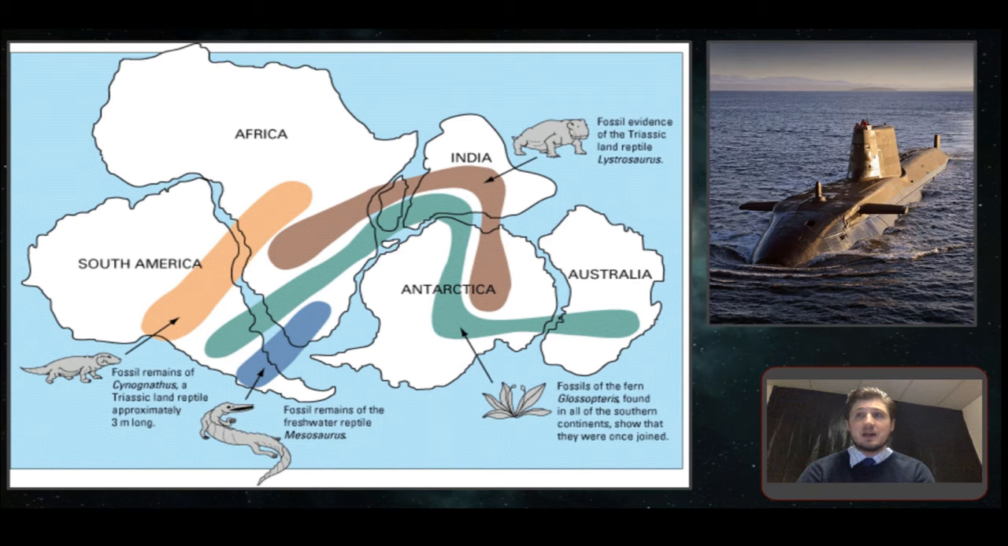As you can see here, plants are being found all over the place. Plants are slightly different, in that with pollination and seed dispersal methods, they may be able to travel quite a far distance. But when we're seeing terrestrial animals that could not possibly cross the oceans that we have today, we started to think, these continents didn't used to be where they are today.